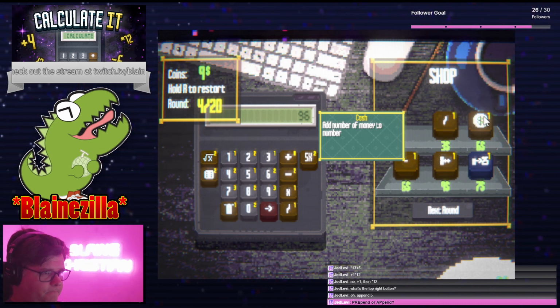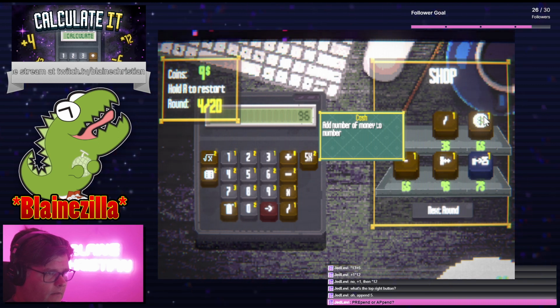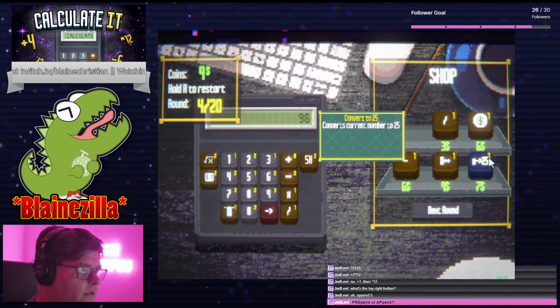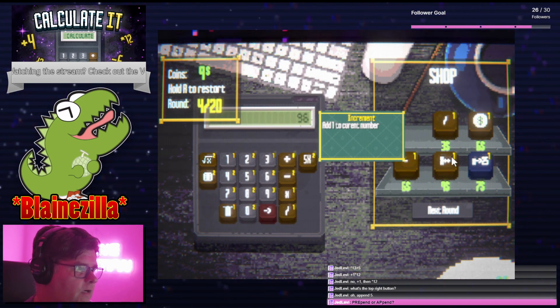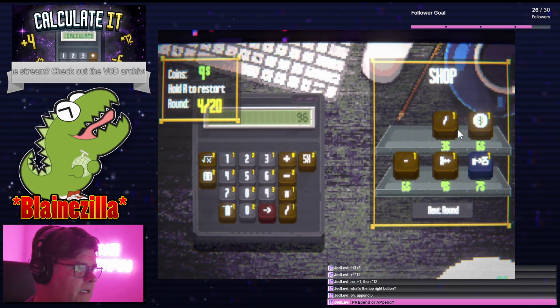Interesting. All right, what else we got? Converts the current number to 25. So basically, memory recall from 25. Increment adds 1, minus and divide.